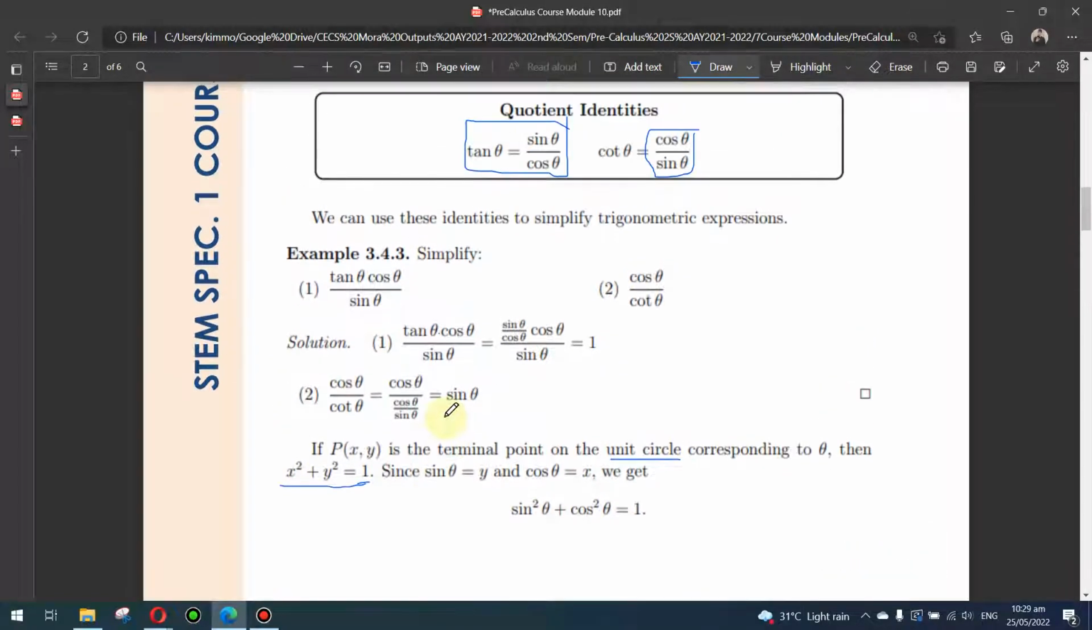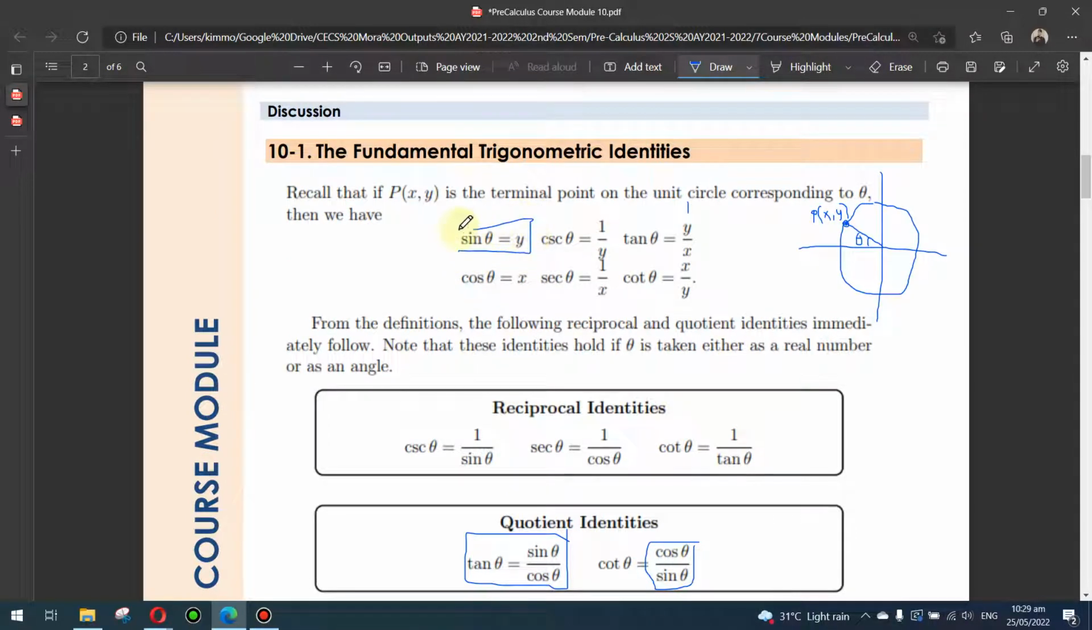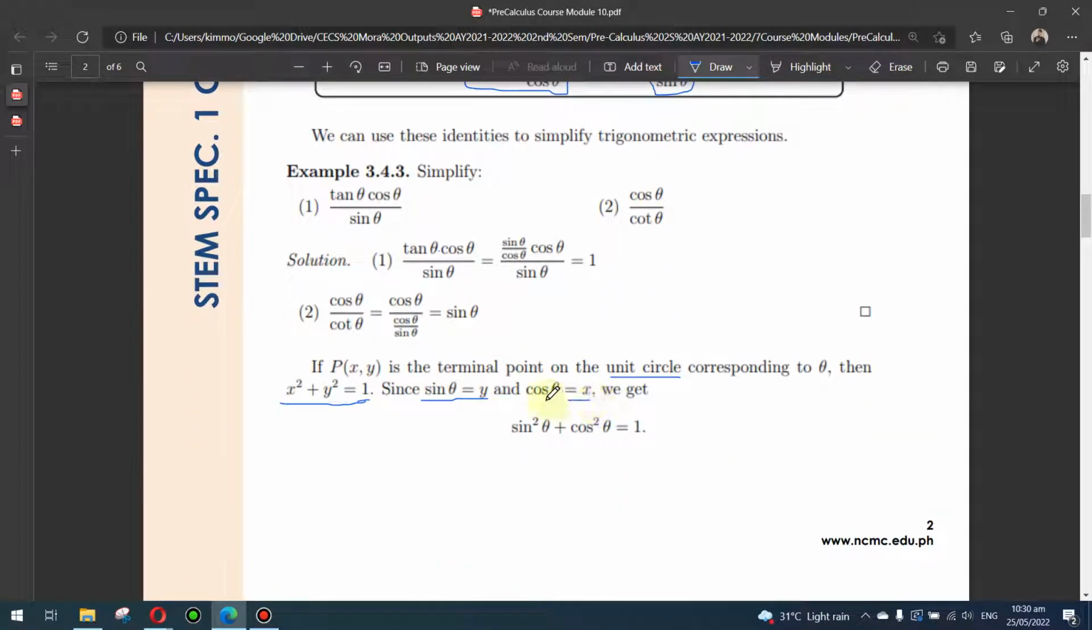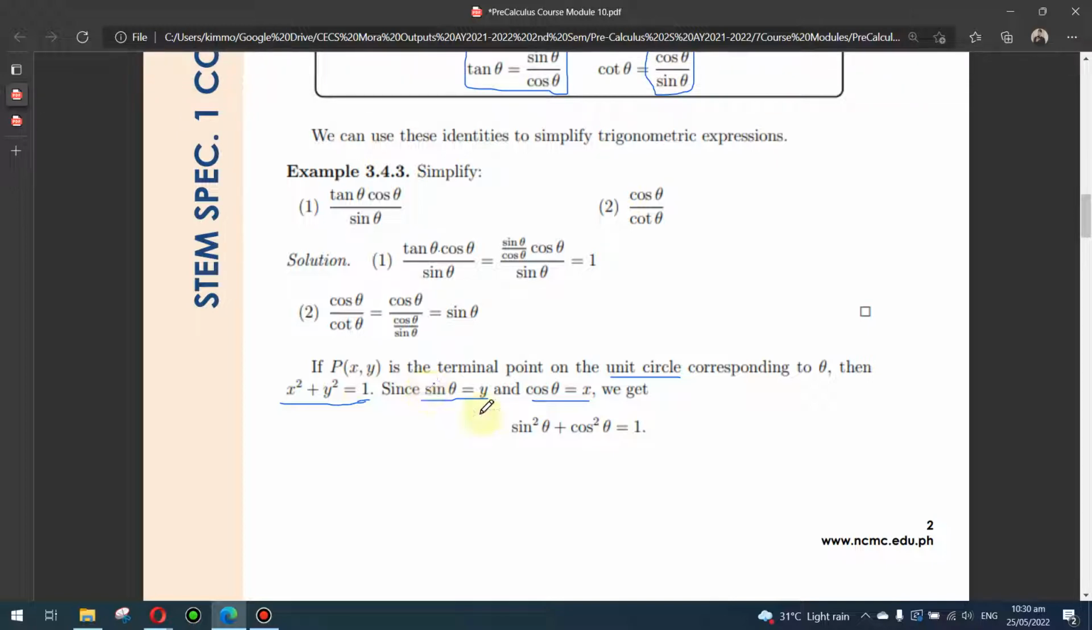So since we have learned that sine is equal to y and cosine is equal to x, we substitute here. For this x squared, we substitute cosine, and for y we substitute sine. So that's why we get sine squared plus cosine squared equal to 1. So we have this equation.